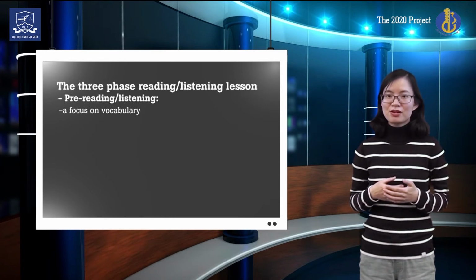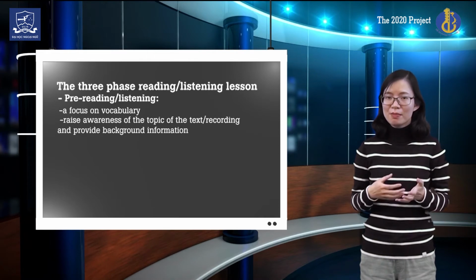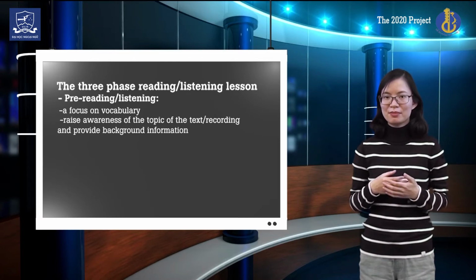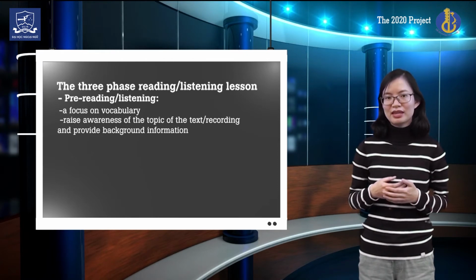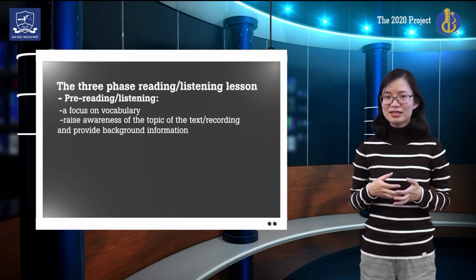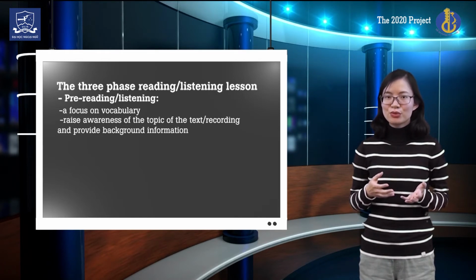A second purpose of pre-reading activities is to raise awareness of the topic of the text or the recording, and to provide background information about some aspects of this topic. In this way, we try to ensure that the learners understand the context in which the text or the recording was written or taken, and don't misunderstand crucial points.